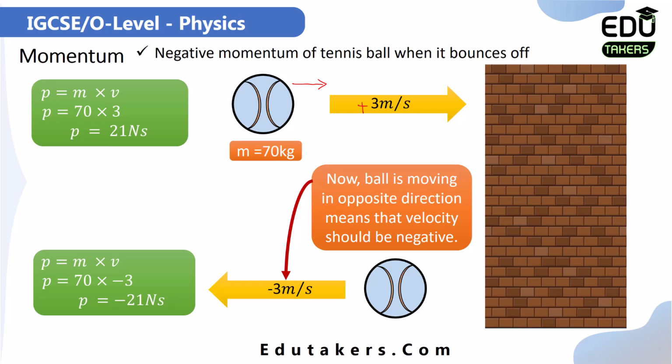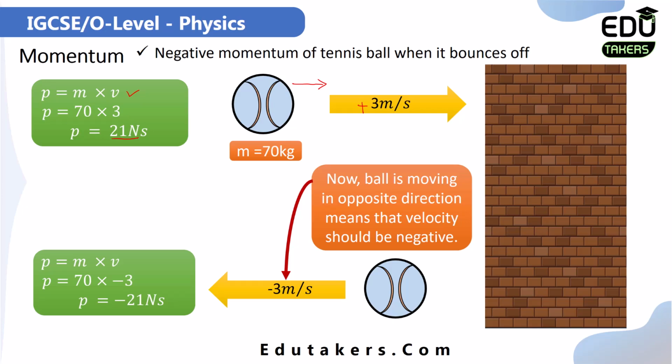It means the ball whose mass is 70 kg is moving towards the right with the velocity of 3 meter per second. You can easily calculate the momentum by using the formula. Here it's written P is equal to m multiplied by v. The mass is given, which is 70 kg, and velocity is 3 meter per second. You get the momentum, which is 21 Newton second. After that, this ball strikes the wall and then rebounds back.